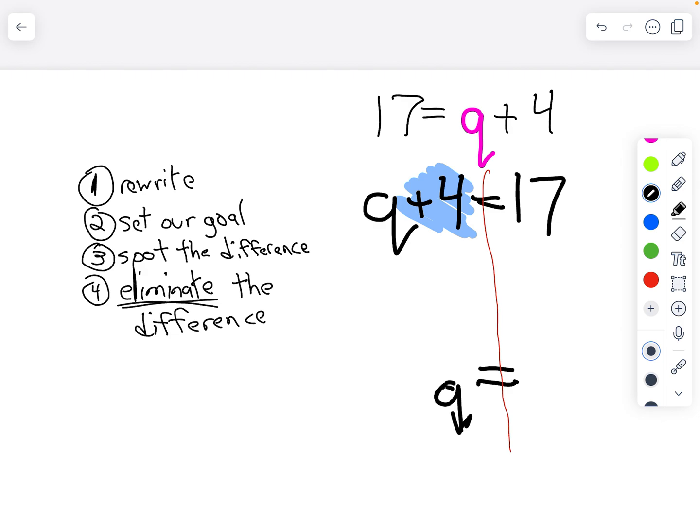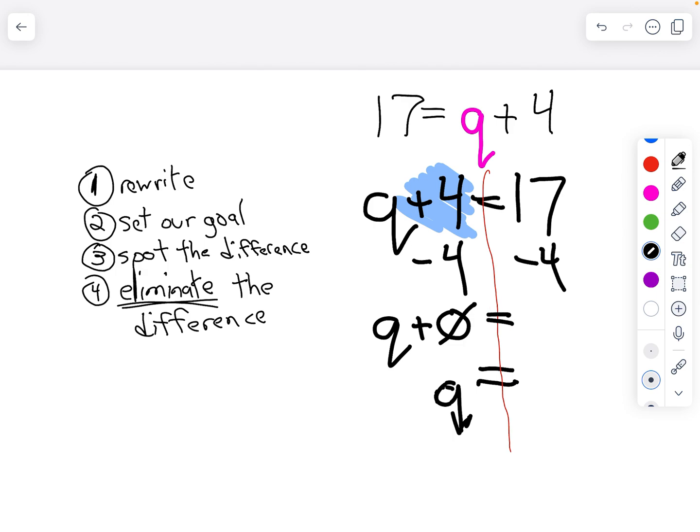Yeah, you eliminate it by minusing 4. And you don't do it to one side. You got to do it to both. It's only fair. So now we have 17. So we have 4 minus 4, which is 0. So we're going to get q plus 0 equals 17 minus 4. Yep, that's 13. So q equals 13.